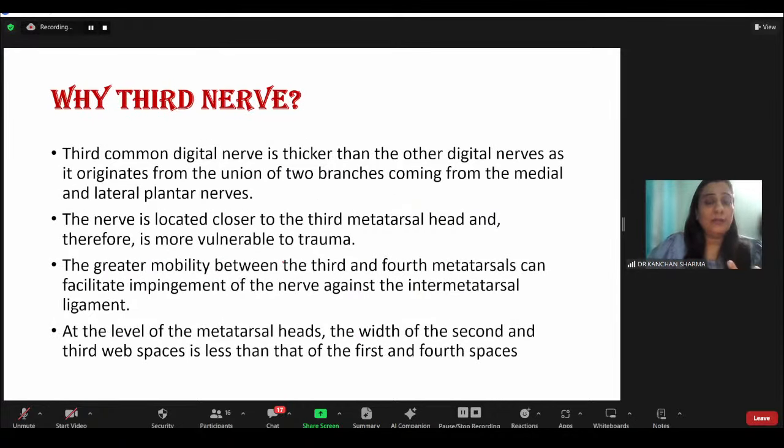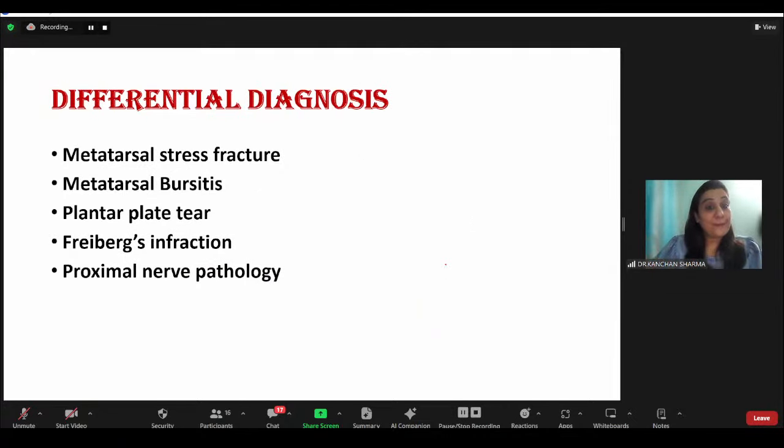Now, why only the third nerve? It is because the third nerve is much more commonly involved as compared to the other ones. It is because you have one branch from the medial plantar, one branch from the lateral plantar, and then these two will be combining and they will be supplying the third interdigital space. Okay. Now, the space is very narrow as compared to the other ones, and you have a nerve which is bigger, right? And they say that there is a greater mobility. This is also very important between the third and the fourth metatarsal. So that is the reason the third is much more commonly involved as compared to the other ones.